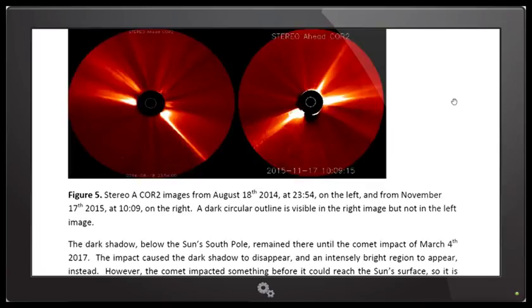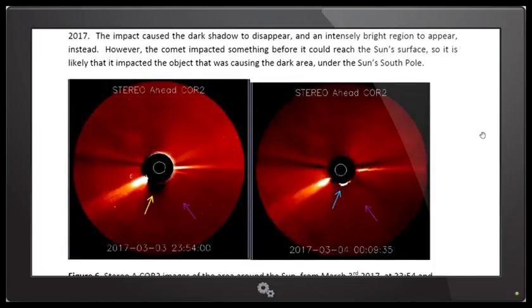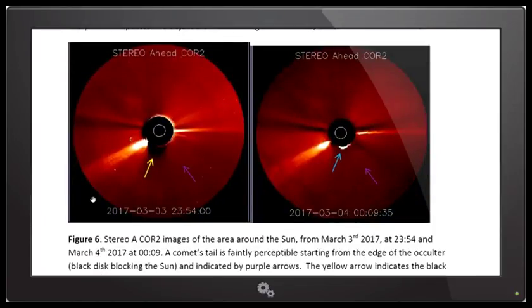Now, a few weeks ago, myself and Chris Potter were analyzing some images from the STEREO Ahead COR2. And as we were talking, we were analyzing this piece of footage, and we saw a small comet come out of nowhere, and it seemed to impact the sun. At the time we were watching this footage, there was a very large, well, we'd just call it a shadow at the base of the sun. Whenever we were viewing this footage and watching it, we saw the comet come in and impact.